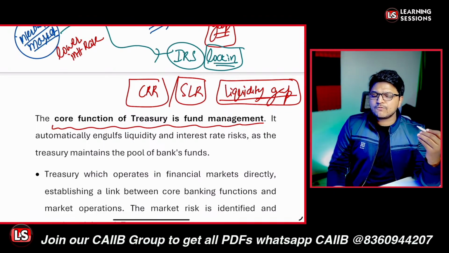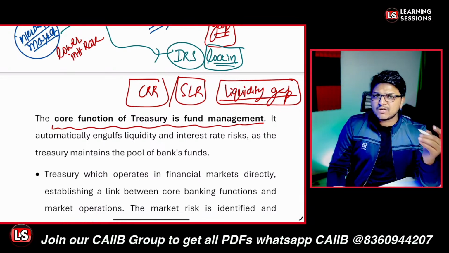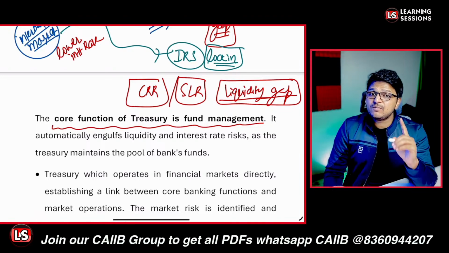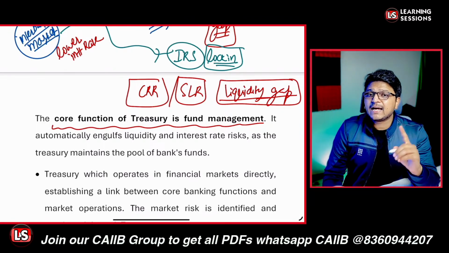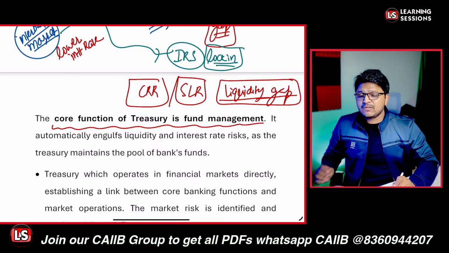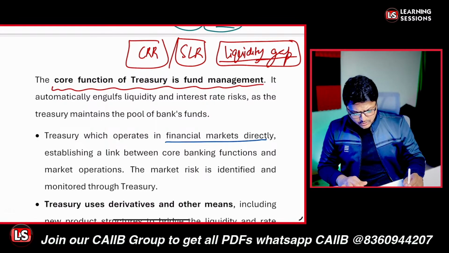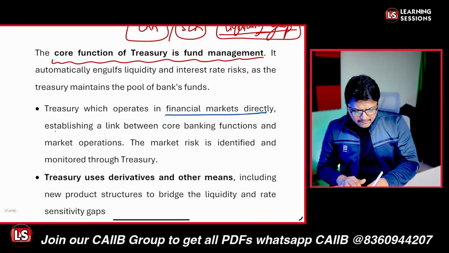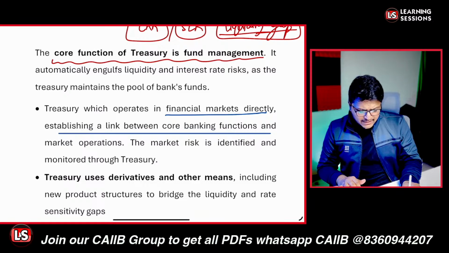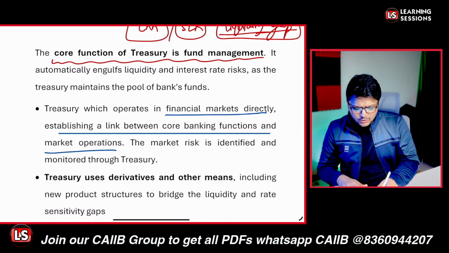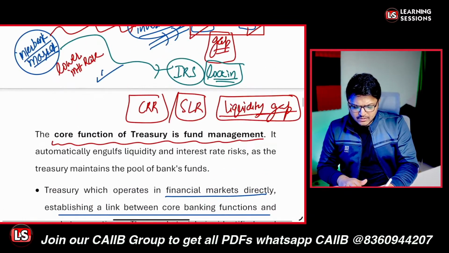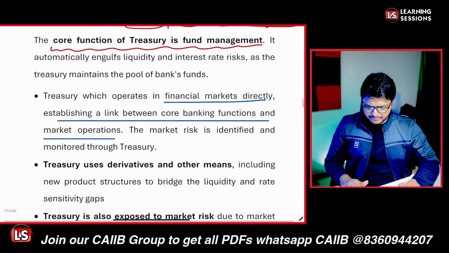The treasury will be looking for the maturing assets as well as for the maturing liabilities and will be managing the different gaps in between, right? So treasury, which actually operates between the different financial markets directly, will be basically establishing a link between the core banking function and the market operations over there. I've already told you the idea of how it is being done. So this point we have already covered, right?